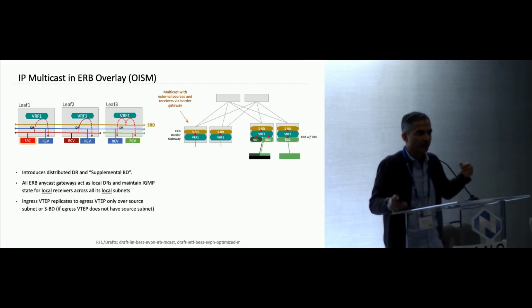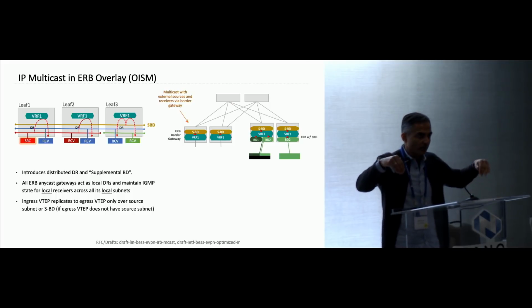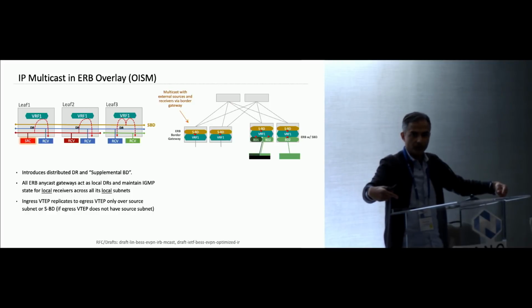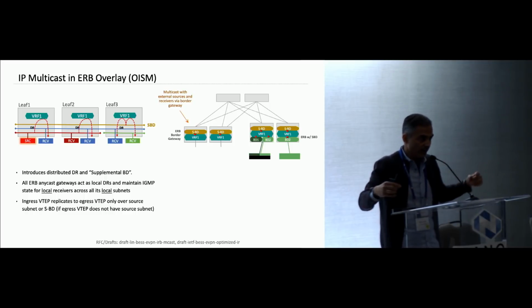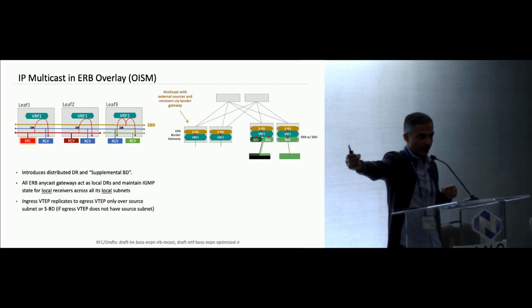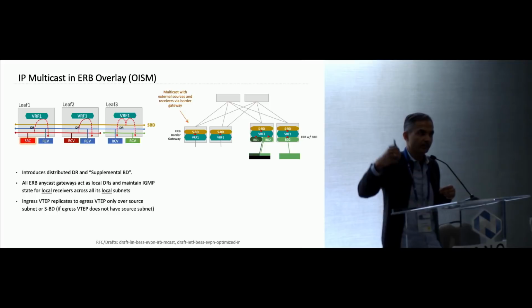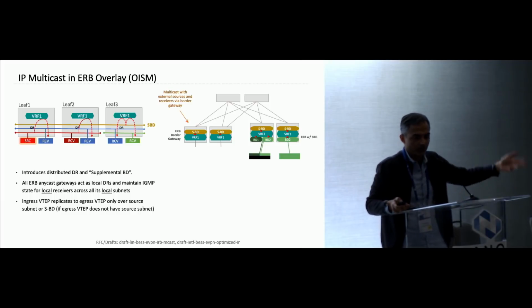The ingress VTEP replicates on the source VLAN, and any gateway that's also connected to the source VLAN will replicate from the source VLAN to their local receivers, right? For VTEPs that do not have the source VLAN, there's this thing called a supplemental BD. The ingress VTEP will send to those VTEPs for that tenant over the supplemental BD, and the gateway for the tenant at that VTEP will do the same thing. It'll forward to local receivers.